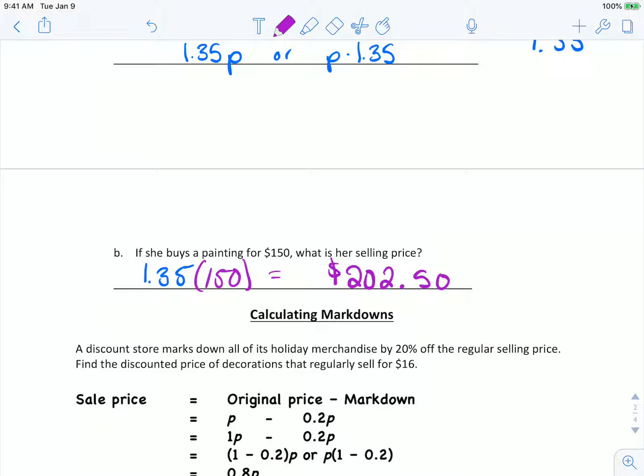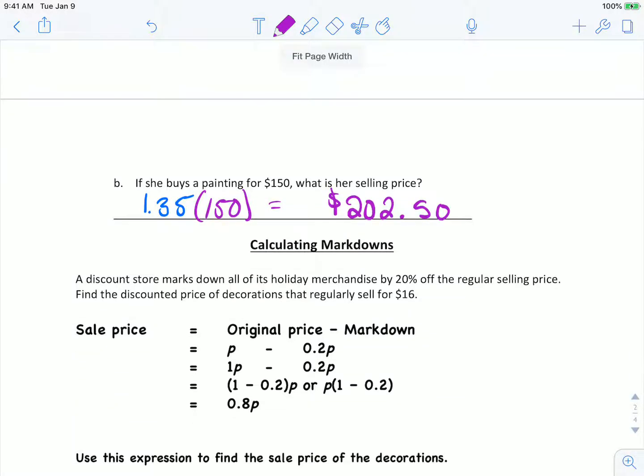Okay. So if markups mean I'm going to be selling it for more, what do you think markdowns mean? Selling it for less. So markdown is like a discount. It's like a coupon. So if I said, the price of that shirt is 80% off, so you're not really paying 100%. You're paying less. So markdowns are when we're going to be paying less than 100%.